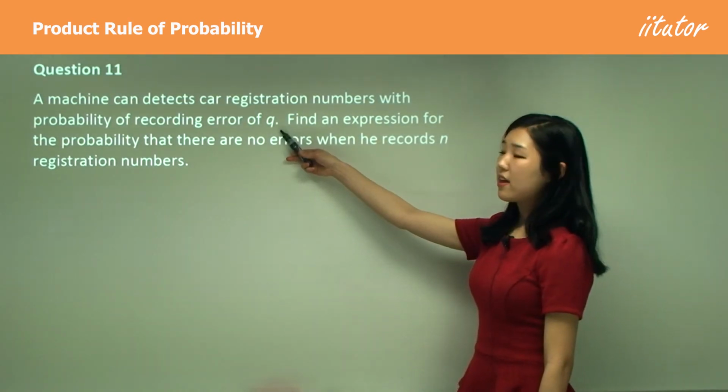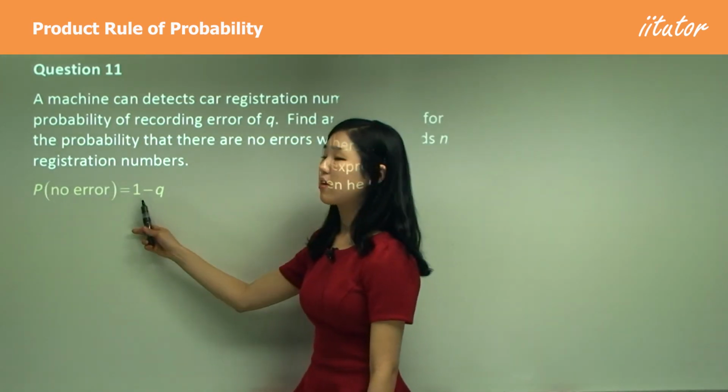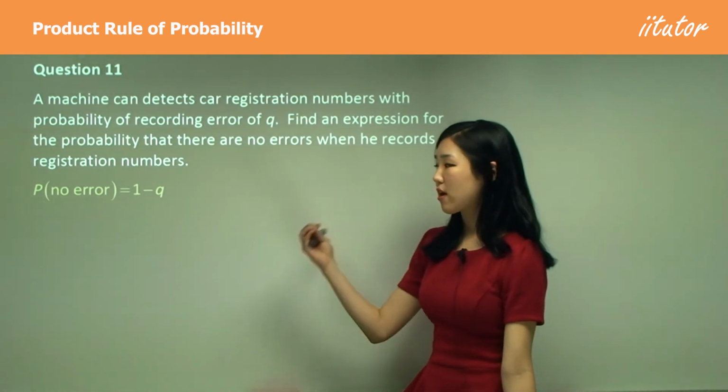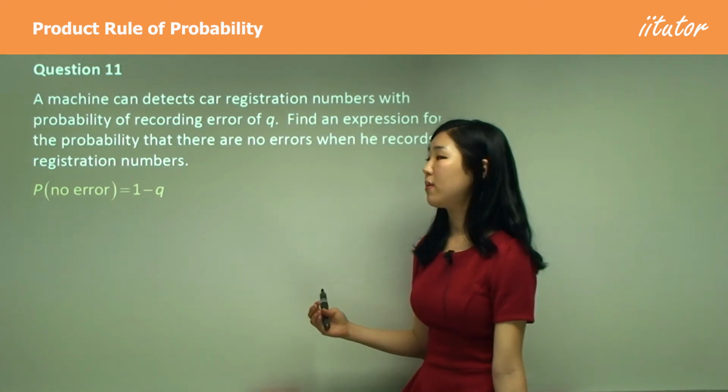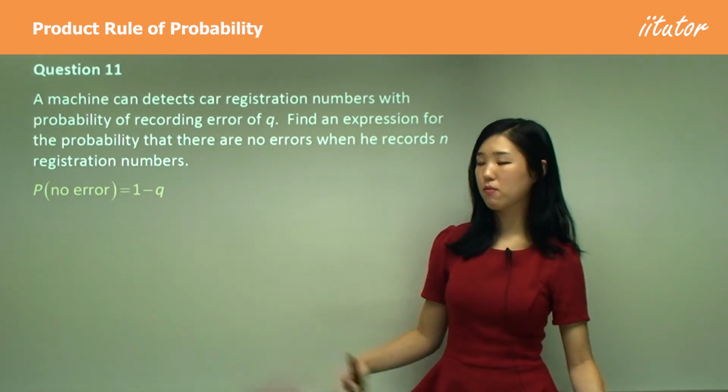Getting an error is probability of Q, the probability of not getting an error is going to be 1 minus Q, because 1 is the total probability. And if I subtract Q from that, that will be the probability of having no errors. Because just remember that, 1 is the total probability.